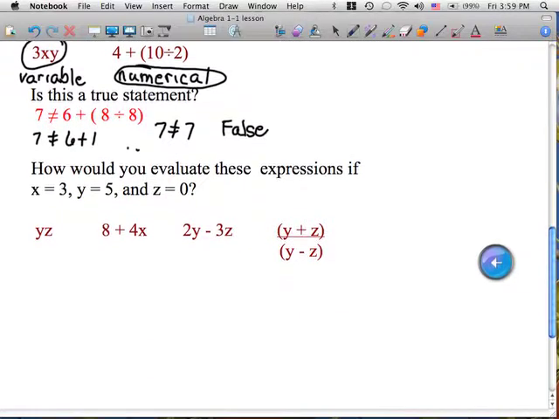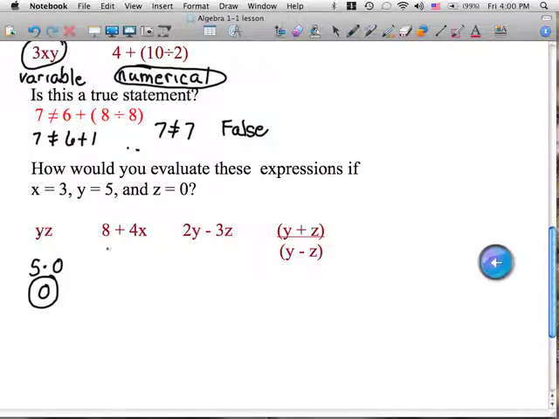And then the majority of the problems that you're going to be doing in your assignment are going to be asking you to evaluate variable expressions. So they'll tell you the values of the variables. For example, in these 4 problems, x is 3, y is 5, and z is 0. So evaluating these expressions, yz means to take y, which is 5, times z, which is 0, and evaluating it, we get 0.